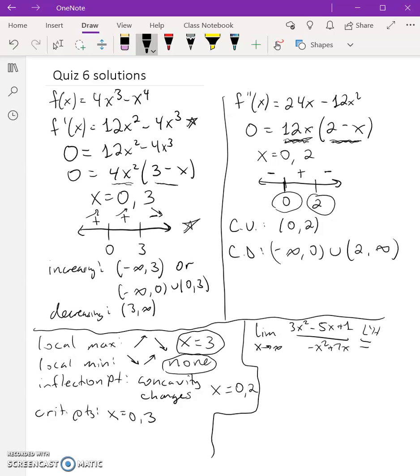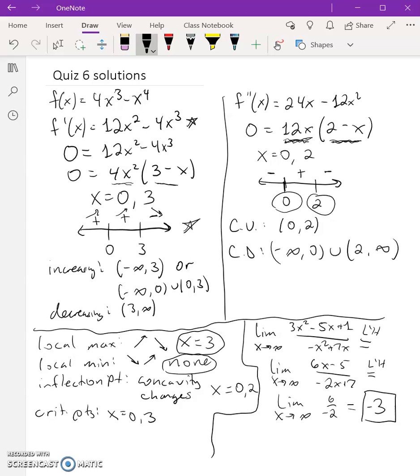Remember, L'Hopital's rule says I take the derivative of the top divided by the derivative of the bottom. So I just repeat the limit after taking the derivative of each part. The derivative of the top is 6x minus 5. The derivative of the bottom is negative 2x plus 7. Again, I get an indeterminate form when I try to take this limit, so we repeat L'Hopital's rule, and I now take the limit as x tends to infinity of 6 divided by negative 2, and this limit is simply negative 3. So those were all of the quiz questions.